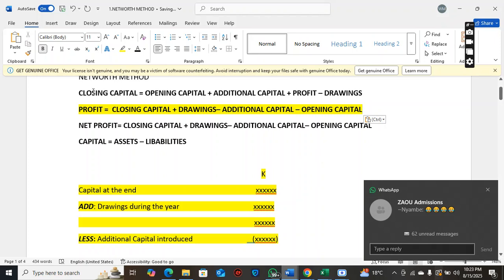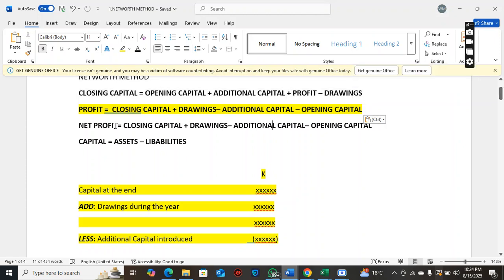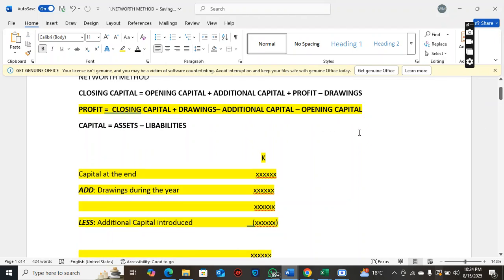Yes. That's why I'm saying that this formula is the one which you need to remember. From this formula, this is where everything is happening. This one's the same formula, but I'll put it correctly here. It's rather the same. So that's why we are subtracting additional capital, sir.